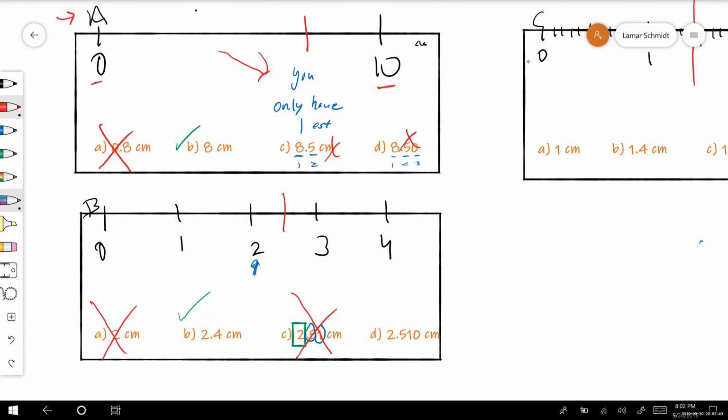How many estimations do you see in choice D? 1, 2, 3 estimations. And because it uses 3 estimations, it's incorrect because you only get how many? That's right, 1. So there you are with choice B. So on your test, you're just going to make sure you're looking for what you can see on your instrument and then simply one estimation, nothing more.